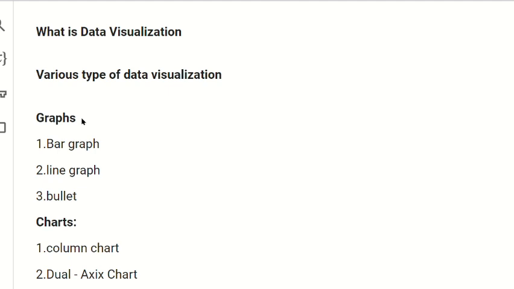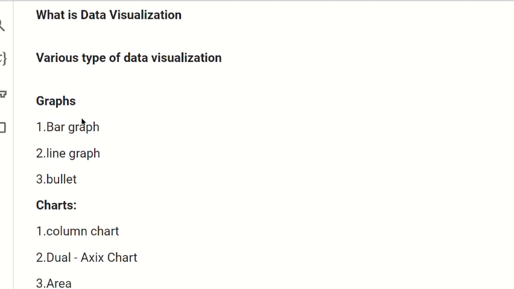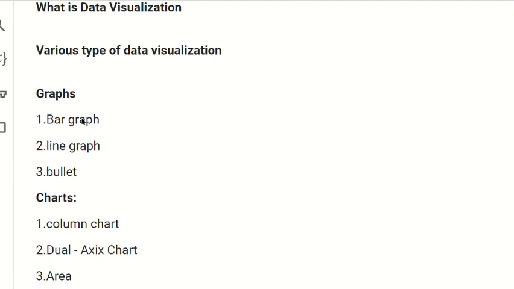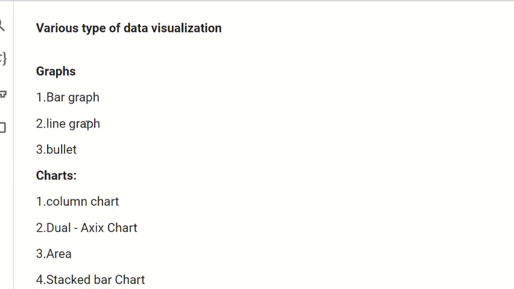Like in a graph, a person can get clarity of the entire sale or anything. It might be an online store or physical store or banking data, or it might be medical data or HR data, anything, so we can easily understand it. So these are the various types of data visualization.